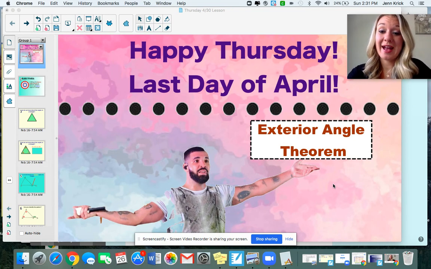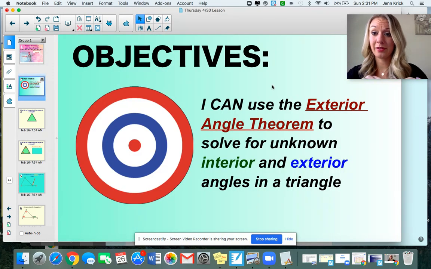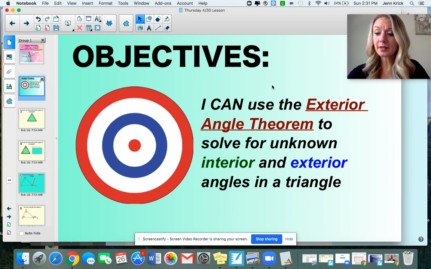Today we are looking at the exterior angle theorem, and then we are almost done with chapter 6, thank God, because it was the longest chapter in the world. So your objective for today, you are going to be using the exterior angle theorem, mainly with a triangle, to solve for unknown interior and exterior angles.